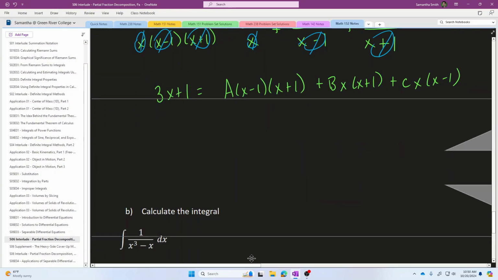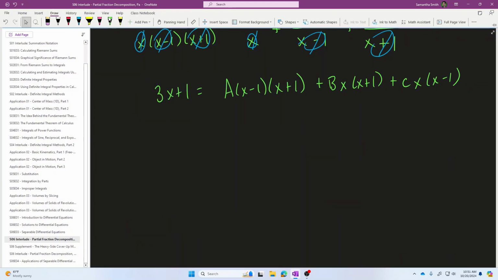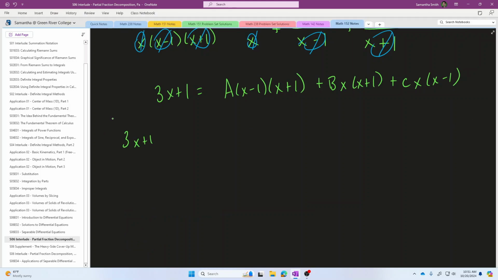Now we simplify this result and distribute. So on the left side, copy 3x plus 1, and multiply all of this out: I get ax squared minus a. Multiply out this second expression here, and I get bx squared plus bx. Multiply out this expression in the back, and I get cx squared minus cx.